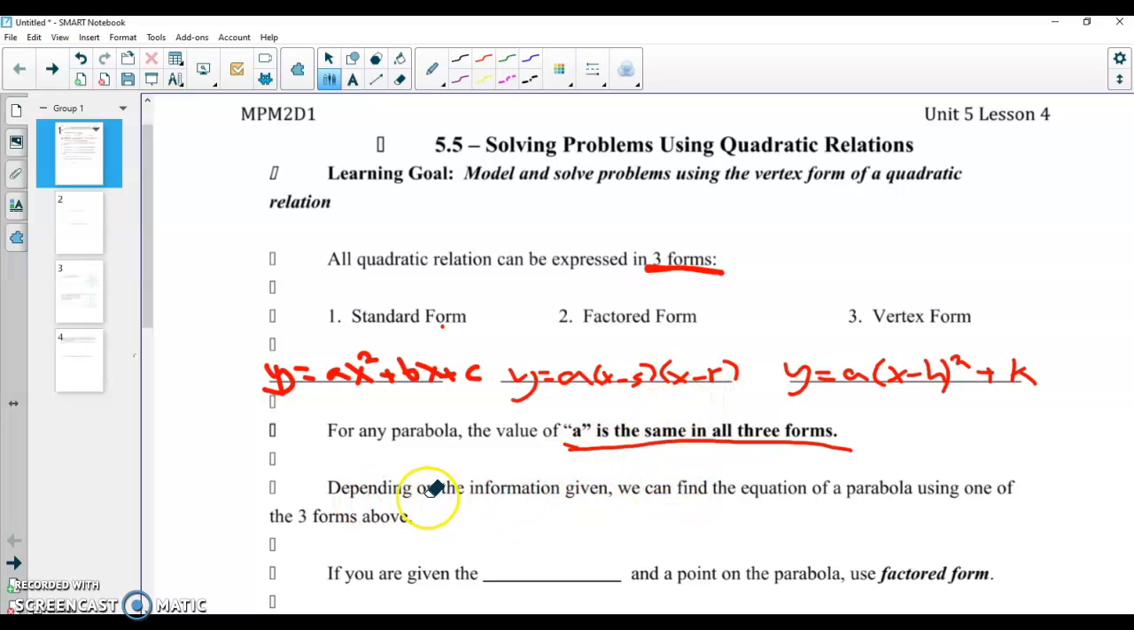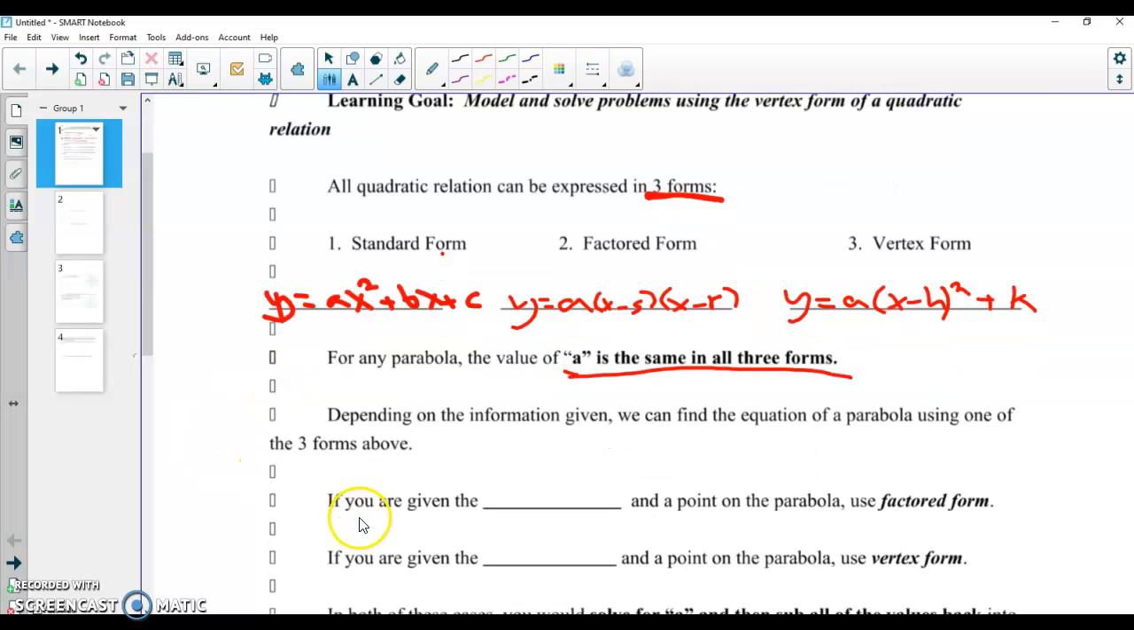So depending on the information given, we can find the equation of a parabola using one of the 3 forms above. So if I give you some information and you don't know the equation, you can figure out the equation using that information. And so depending on the equation, you might be able to find the factored form first, or you might be able to find the vertex form first. And then you can convert to standard form after. So let's take a look at what that looks like.